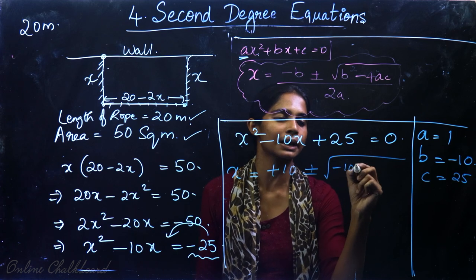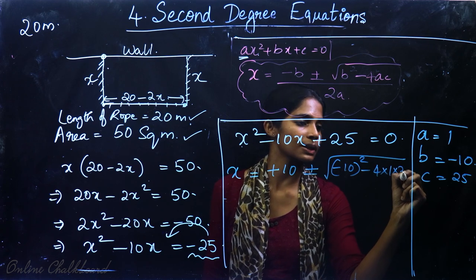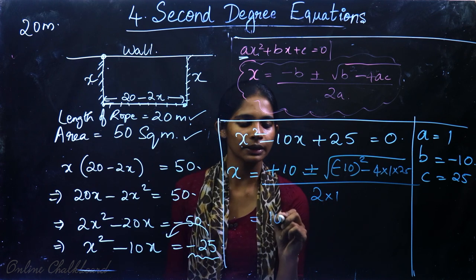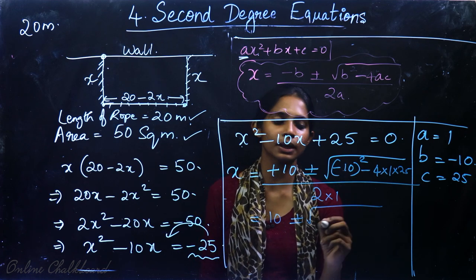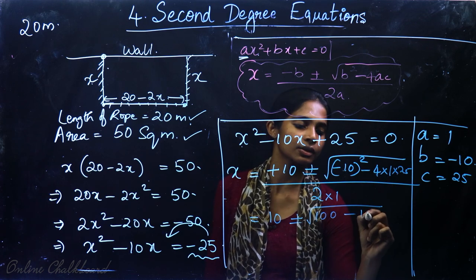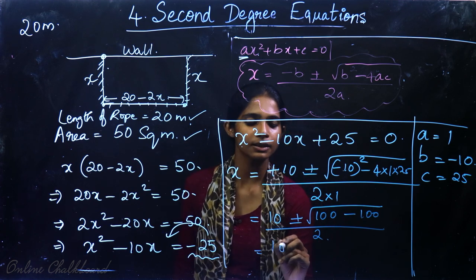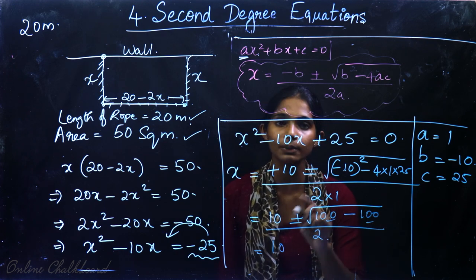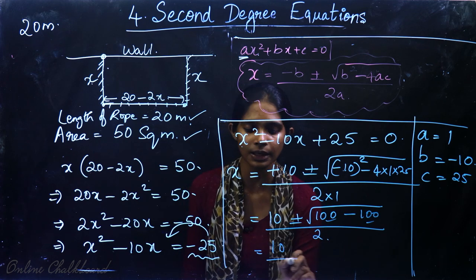B square is minus 10 square, minus 4 into a is 1, into c is 25, divided by 2a, 2 into 1. So that will be 10 plus or minus root of minus 10 square, which is 100, minus 4 into 1 into 25 is again 100, divided by 2. So that will be 10 plus or minus root of 100 minus 100, which will be 0. So root 0 is 0 itself, so plus or minus 0, we don't need to write it, divided by 2.